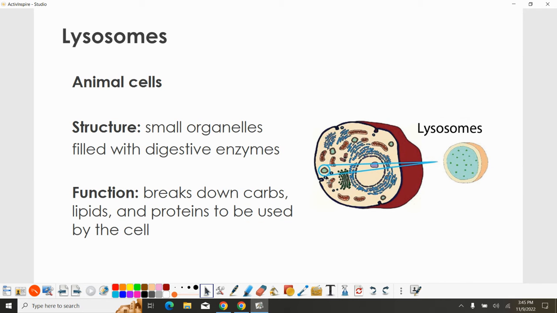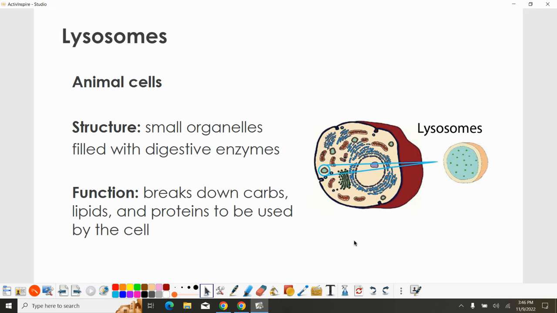Lysosomes are small little packets of digestive enzymes that you find within the cell. They're like little sacks of digestive enzymes, used to break down lipids, carbohydrates, and proteins. They're only found in animal cells, and the reason is because animals eat, plants don't. Plants have chloroplasts to make their food. Animals have to eat to get theirs.